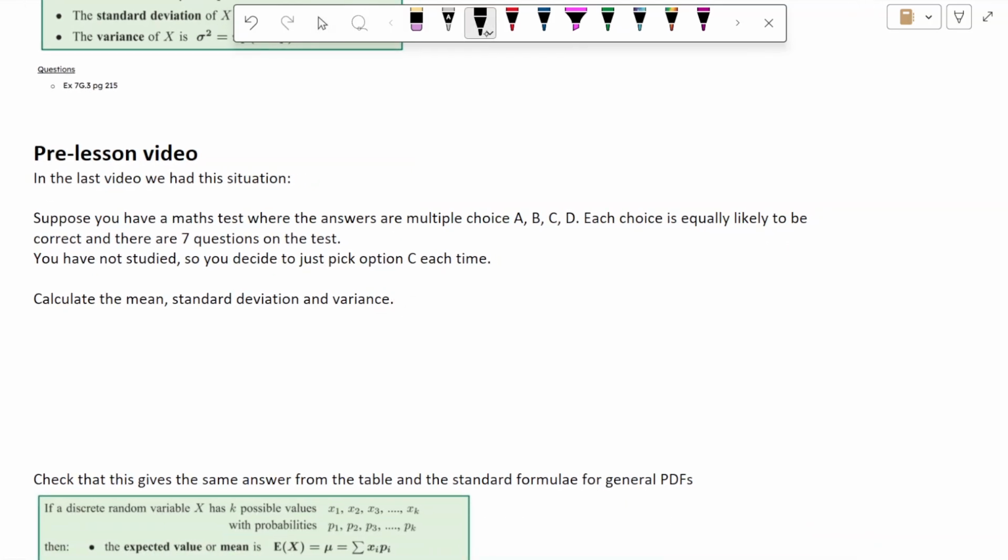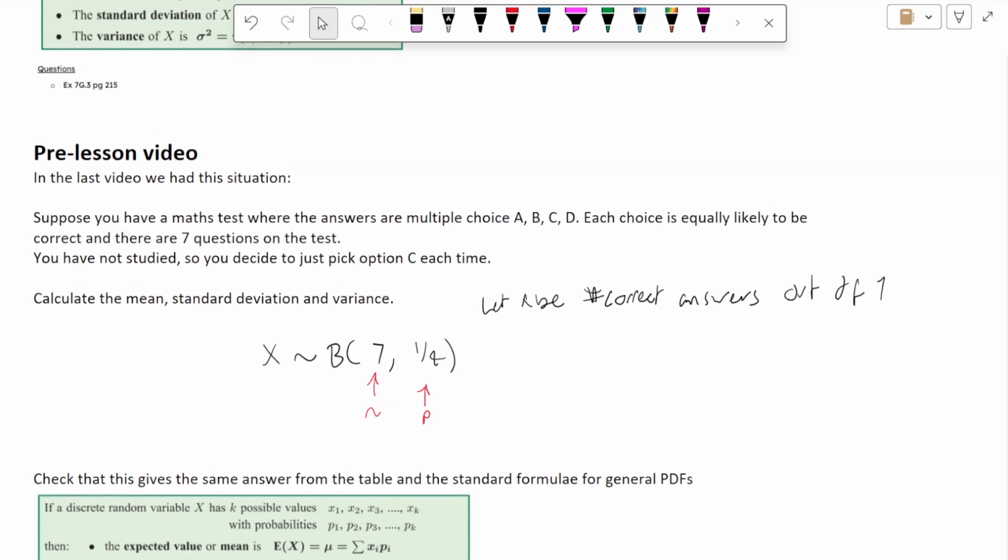Just as a little reminder, X was the number that we had correct, and X was distributed binomially 7, 1/4. So 7 is our n value, and 1/4 is our p value. That's the probability of success in one trial. Let X be the number of correct answers out of 7. Okay, so we can apply these formulas directly.